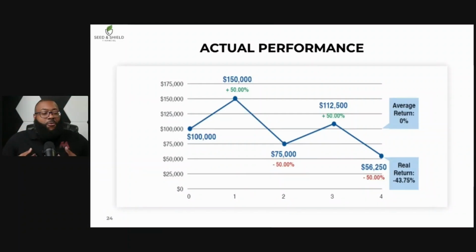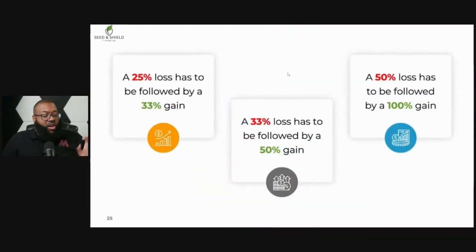This is why I'm privileged to have you as my audience, and I hope you feel like you've learned something already so far, because that's a huge thing to understand. So the reality is this: a 25% loss has to be followed by a 33% gain just to be even. A 33% loss has to be followed by a 50% gain just to be even. And a 50% loss would have to be followed by a 100% gain just to be even. That is the facts. That is the math. Okay. So we need to be clear on that and understand why that is not true.